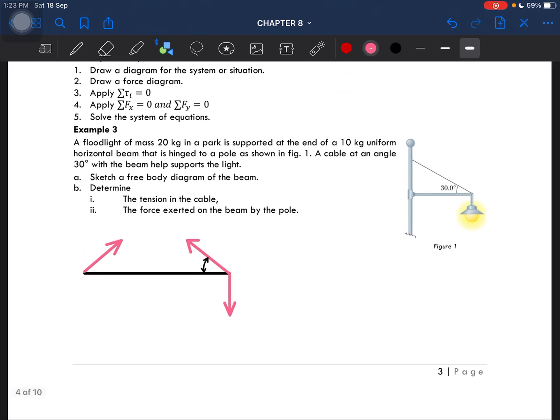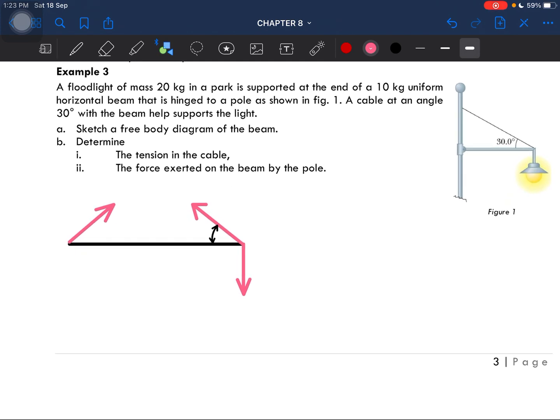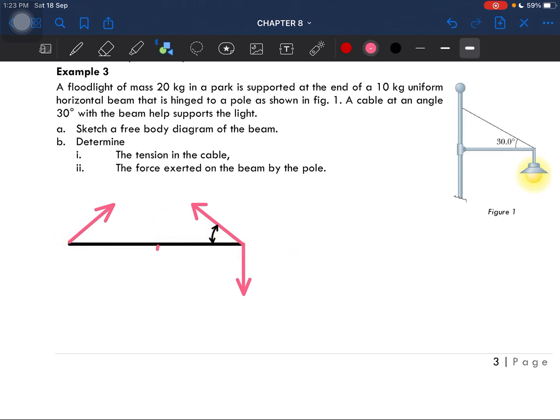Okay, right. Then we also have to consider the weight of the beam, because it says there is a 10 kg beam, so we cannot neglect that mass. But where exactly is the weight going to be? The weight force is at the center of gravity. For a uniform horizontal beam, the center of gravity will be in the middle, somewhere around here. So that is the free body diagram we need to draw.